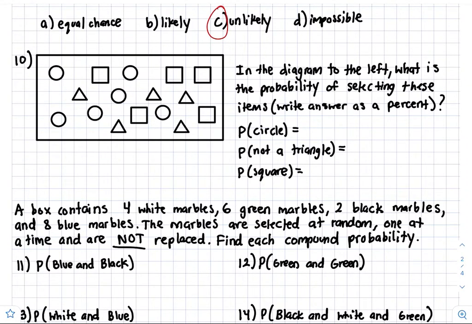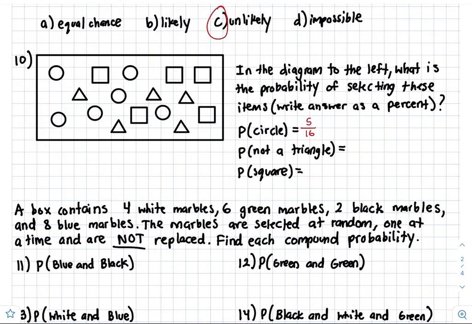10. In the diagram to the left, what's the probability of selecting these items? Write the answer as a percentage. So, what's the probability of getting a circle? Well, first you should count how many shapes there are total. 1, 2, 3, 4, 5, 6, 7, 8, 9, 10, 11, 12, 13, 14, 15, 16. So there's 16 shapes in total. Now, how many of those are circles?